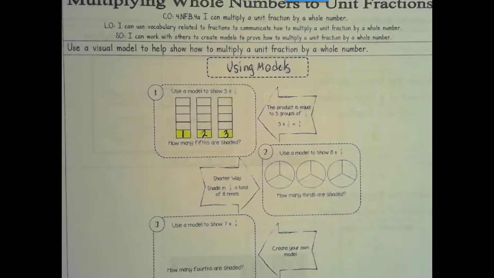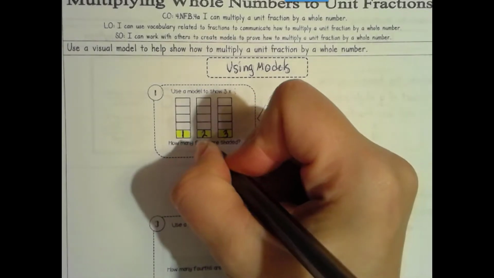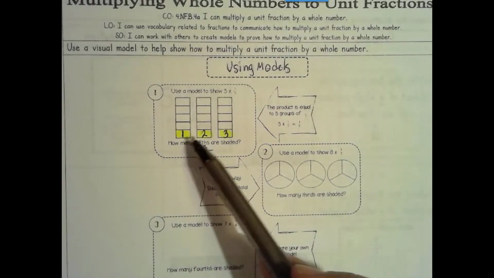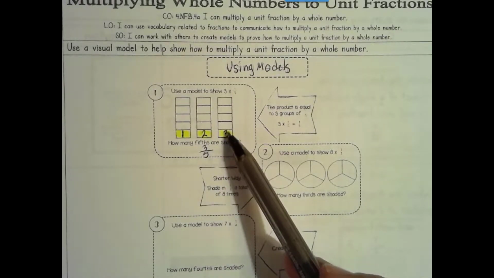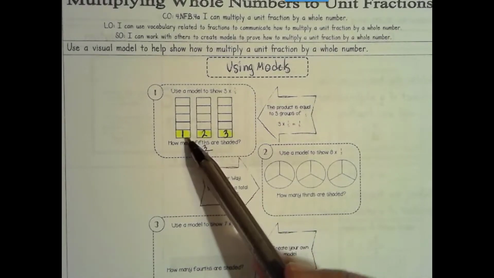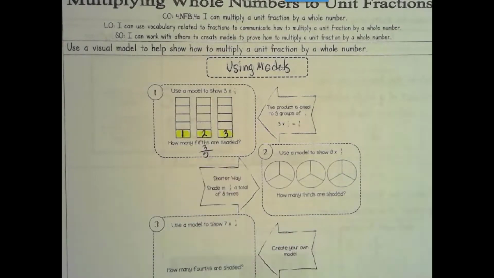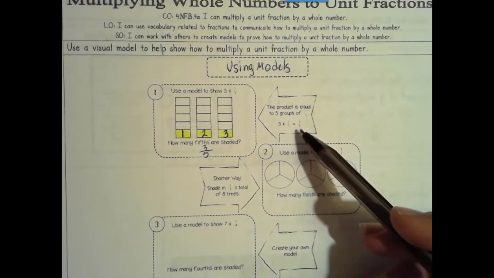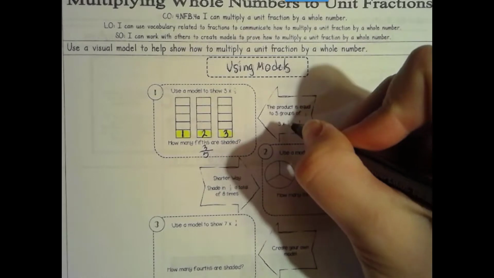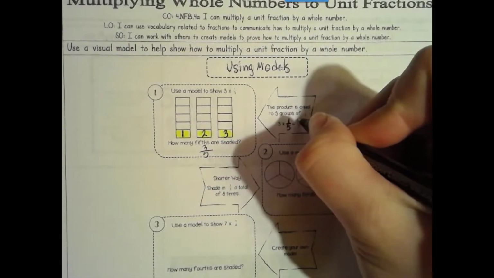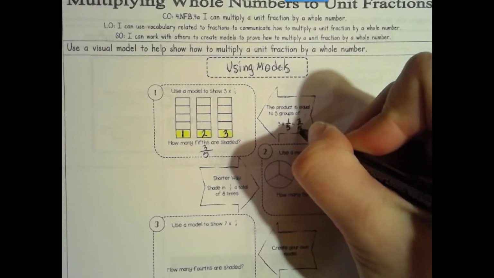How many fifths are shaded in? There are 3 fifths shaded in. 1/5, 2/5, 3/5. We could also put these 3 units in 1 here and see that 3 fifths are shaded in. So 3 times 1/5 equals 3/5. I know this is very tiny and light, but that's what it says. 3 times 1/5 equals 3/5.